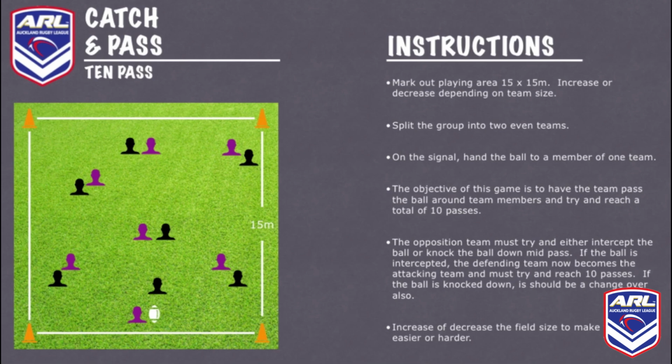Now increasing the field size could make it easier for players by giving them more space to pass the ball, but decreasing the field size can also make the game harder for players by restricting space for them to execute a pass. Okay, so now we have completed our small-sided game.